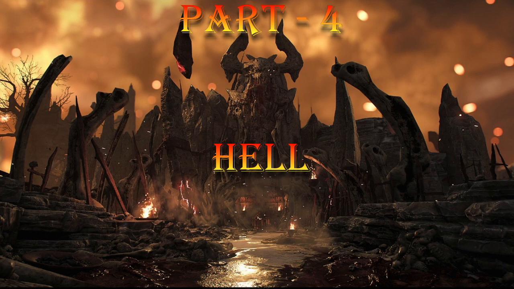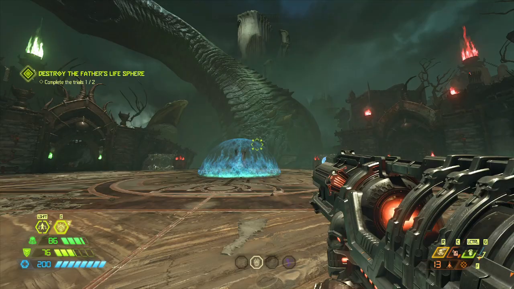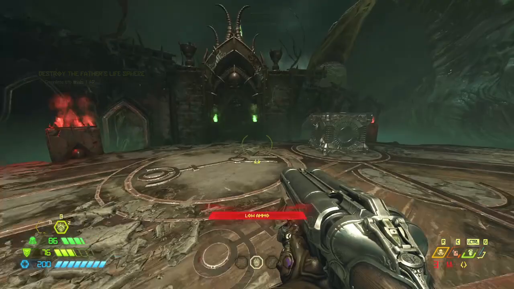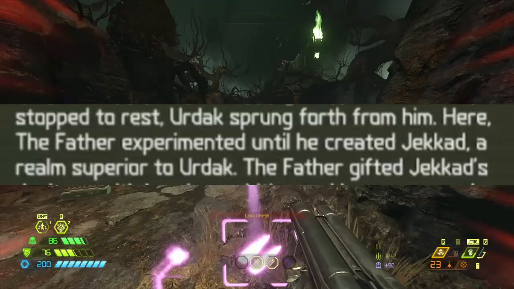Also known as Jekad, Hell was the first realm to come into existence. Hell is the one dimension that connects to all others in the Doom metaverse. It is qualitatively superior to URDAK, with Davoth having to experiment to create Jekad, while URDAK was brought into existence by his effortless breath.